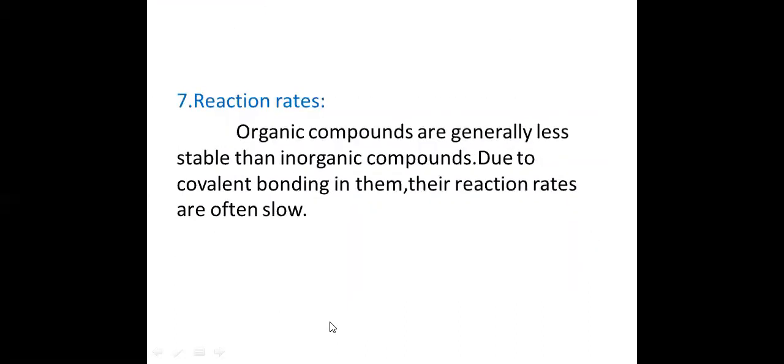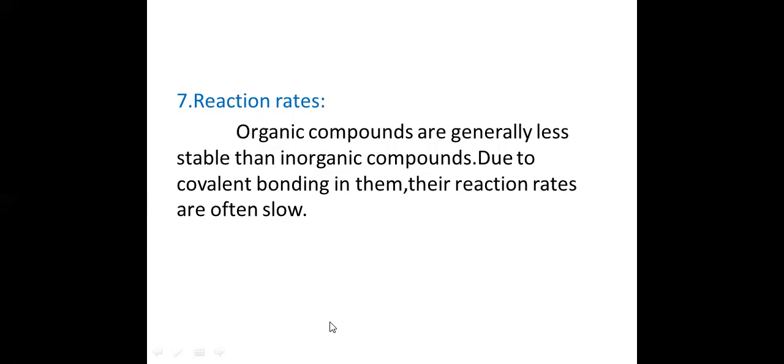The seventh property is reaction rates. Organic compounds are generally less stable than inorganic compounds. Due to covalent bonding in them, the reaction rates are often very slow.